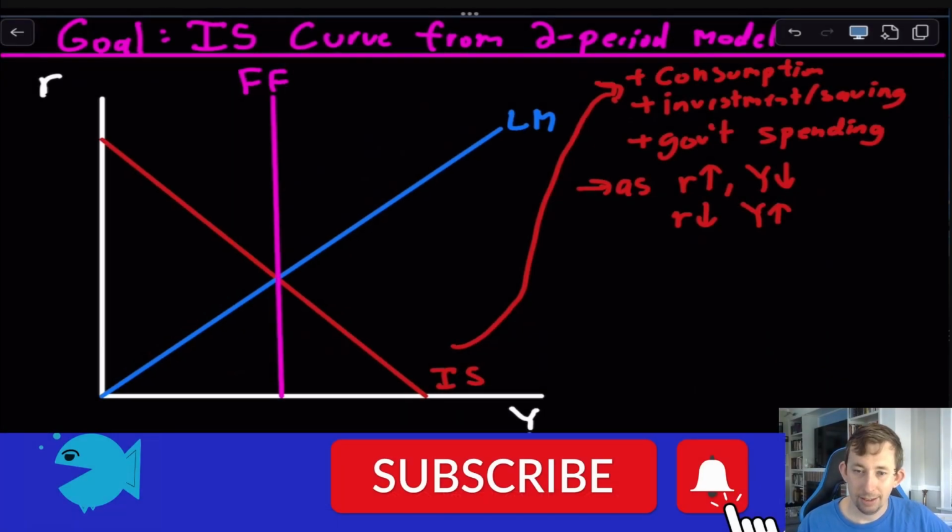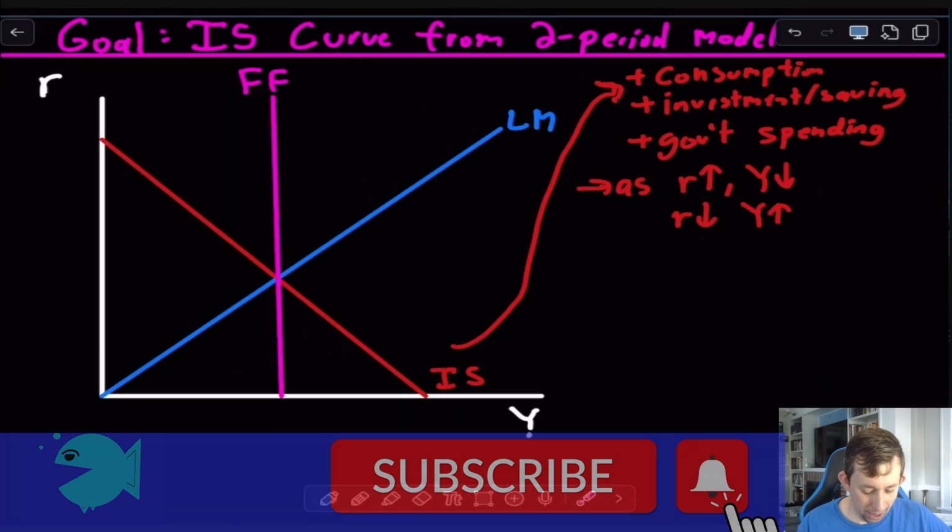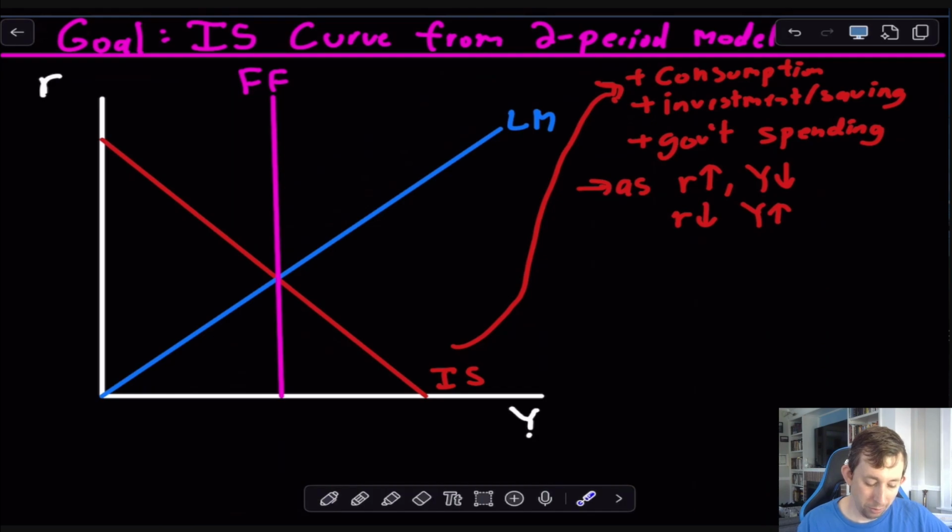I've talked about the ISLM model in a bunch of different videos. I'm happy to link to specific videos if you have specific questions. I can respond to comments or put some video links in the description. But the basic ISLM model, we've got this IS curve, this LM curve, and this full employment line. Today we're talking about how we can get this IS curve from a two-period model.